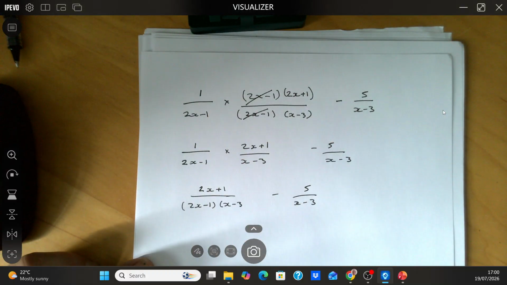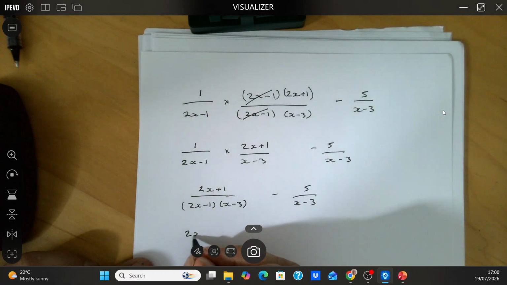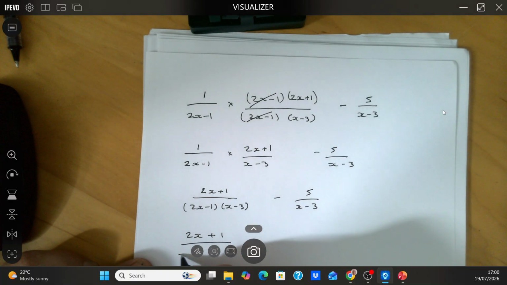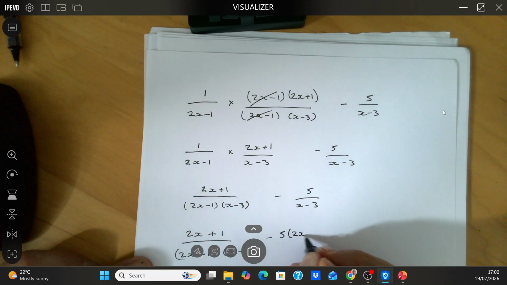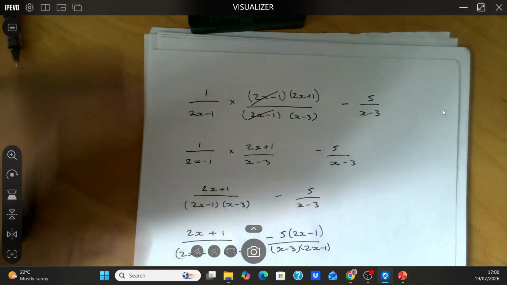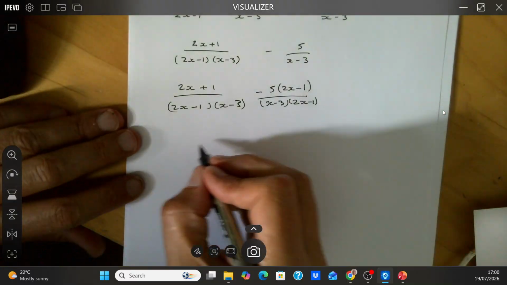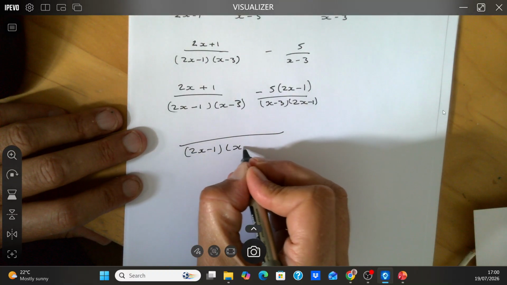Well, it needs to be common. So subtract 5 lots of 2x minus 1 over x minus 3, 2x minus 1. So that will all become over 2x minus 1, x minus 3.